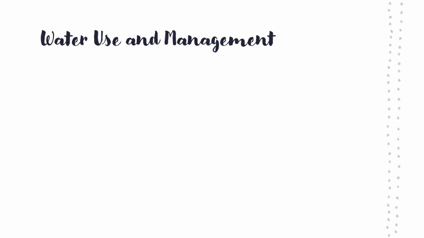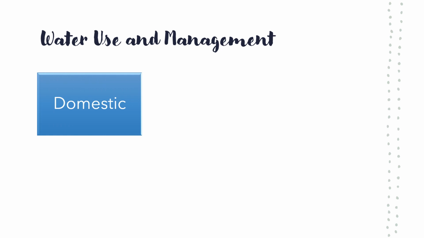So now we move on to water use and management. So the Philippines obtains its water supply from different sources. So we get it from rainfall, from surface water like rivers and lakes, and also from groundwater. So the use of water in the Philippines may fall among the following categories. First one is domestic. So when we say domestic use, it means that we use water for drinking, cooking, bathing, washing, and other household needs. Like we also use it for gardening and also in animal husbandry.